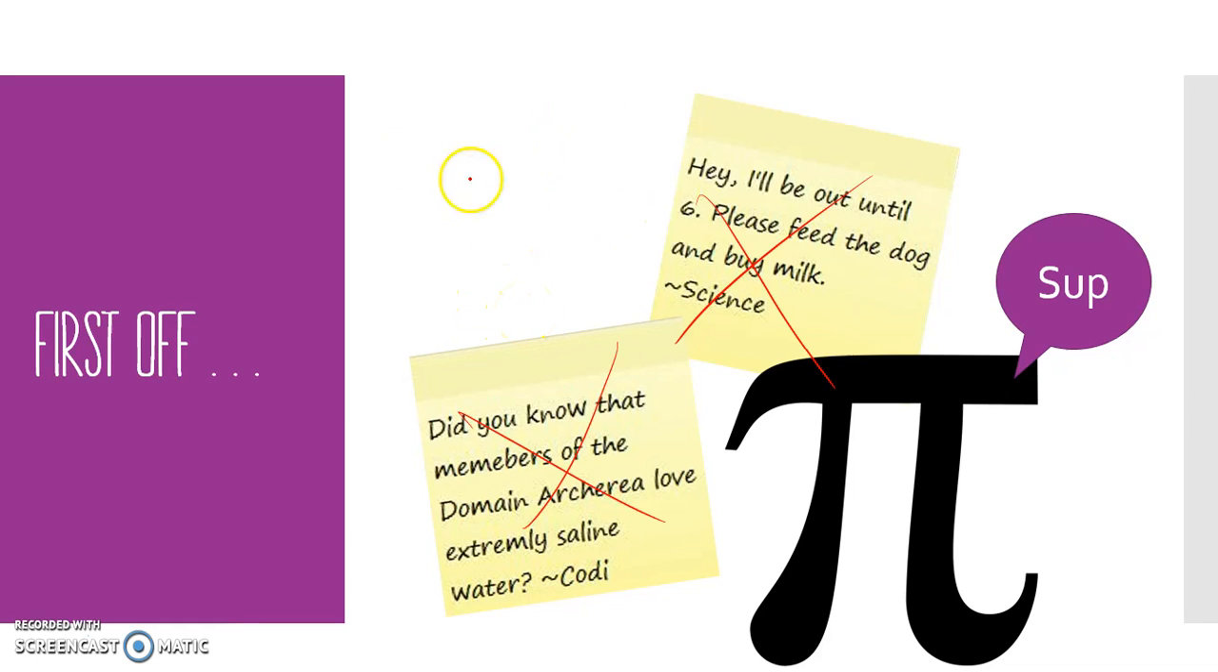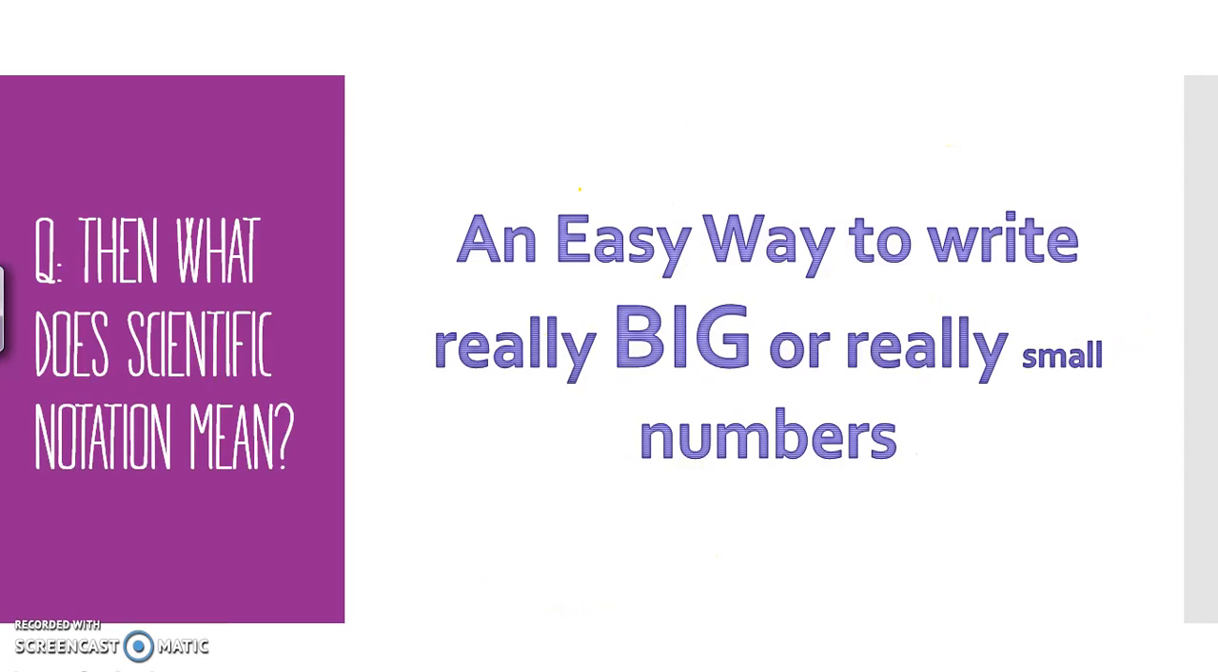He's a celebrity. But anyways, the point is scientific notation isn't a note from science, and it isn't a note about science. So you might be wondering, why is it even called scientific notation then? Because it has a lot to do with numbers, and the last time I checked, numbers have a lot to do with math.